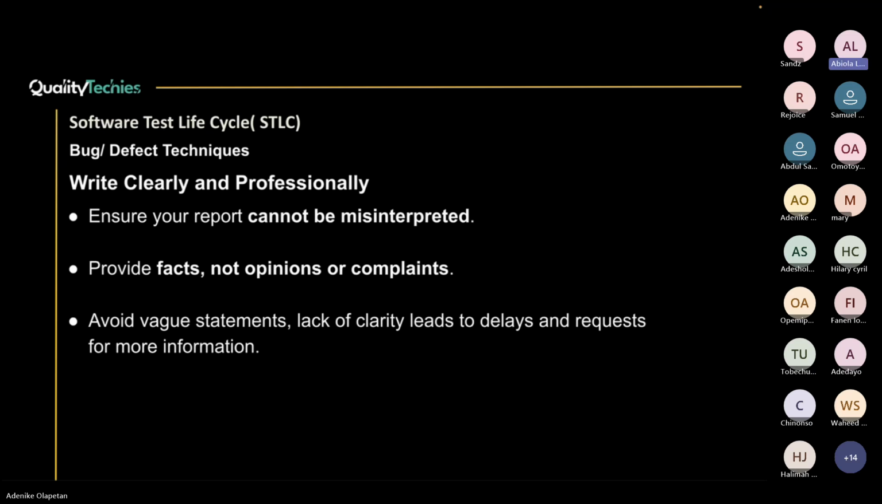So moving on, bug defect techniques. Write clearly and professionally. Ensure your report cannot be misinterpreted. You have to be clear enough and not let developers misinterpret your defects. Provide facts, no opinions or complaints. As a QA, we don't complain. In fact, I used to say that as QAs, we need to be friendly.